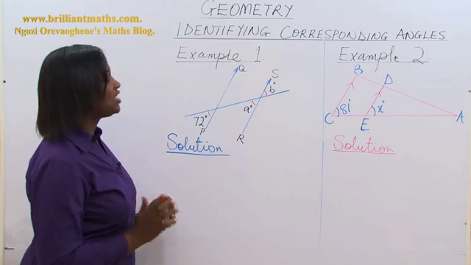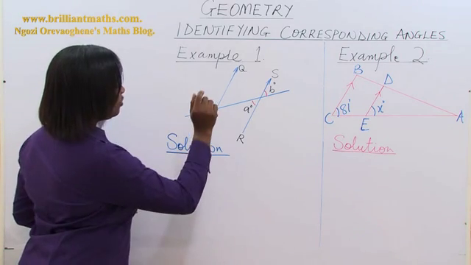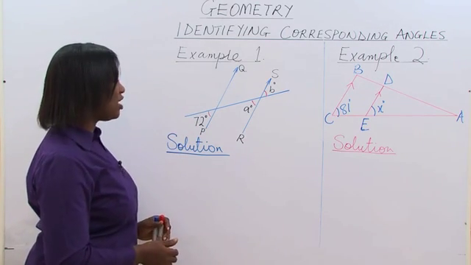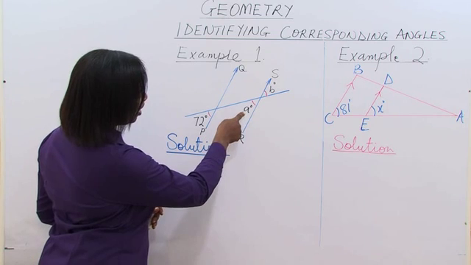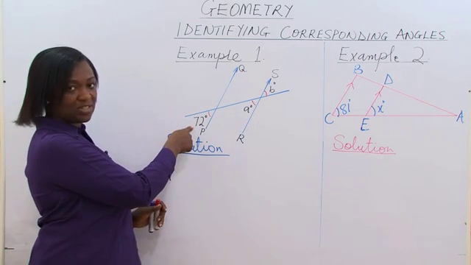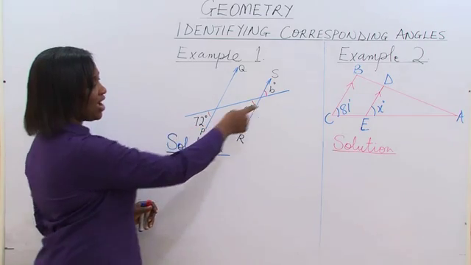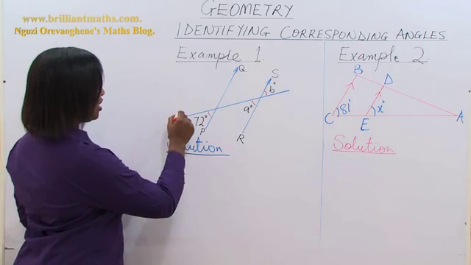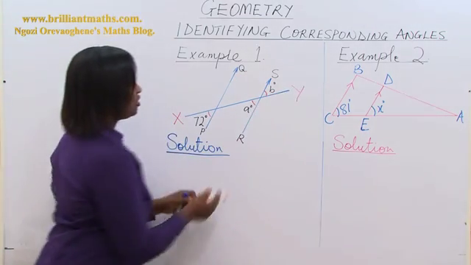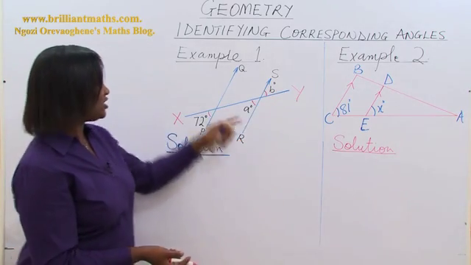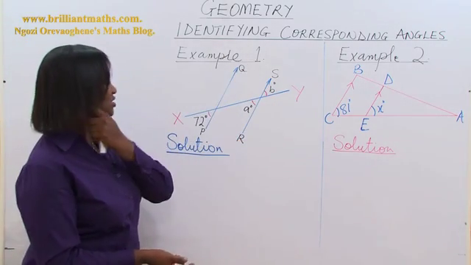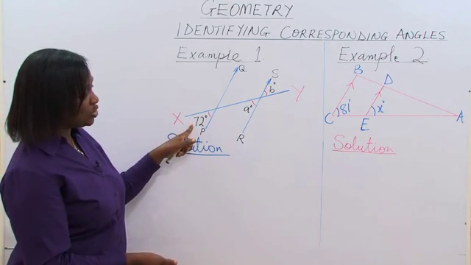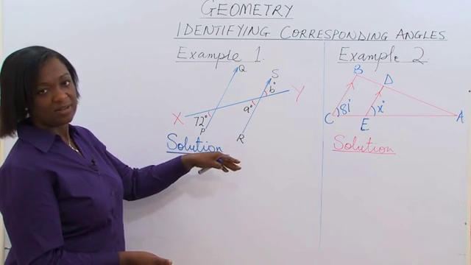When are two angles said to be corresponding? We said that if they lie on the same side of the transversal and on the same side of the other two lines. So angle A and the angle that measures 72 degrees lie on the same side of the transversal. Let's call our transversal line XY. So line XY transverses line PQ and line RS. And angle A and angle 72 are on the same side.